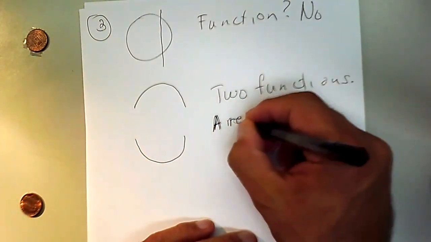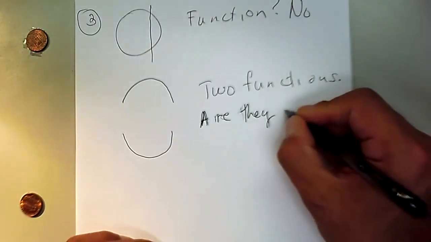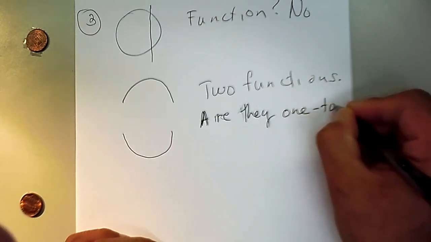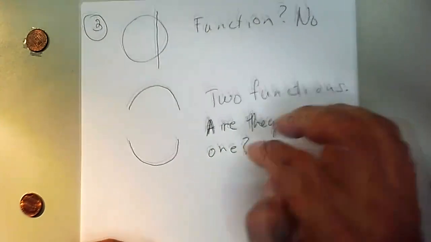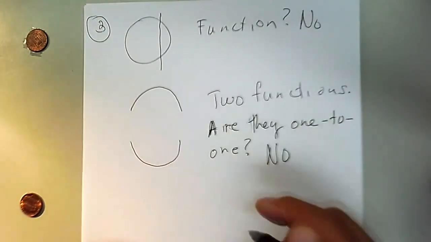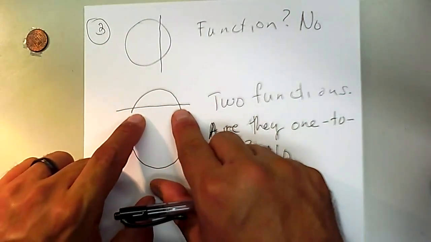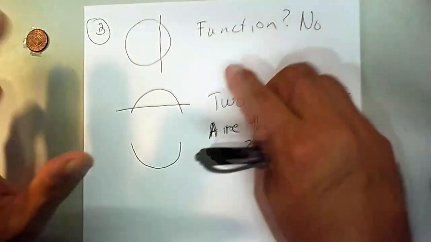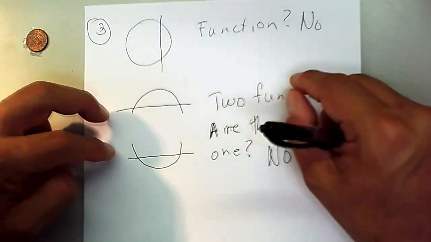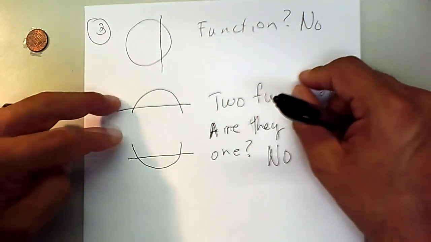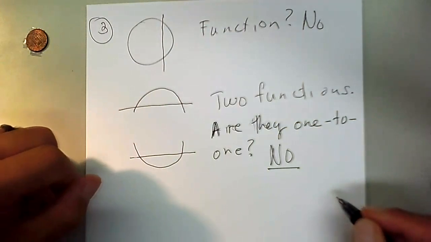So the question is, are they one-to-one? And the answer is, again, no. Individually, they're not one-to-one. Why not? Because we can draw a horizontal line which crosses the graph at 2 points. If we can do that once, that's it. The whole thing is messed up. It's not one-to-one. Same thing here. Now, we have to have the test twice, one for each one of the functions. So they are functions, but they're not one-to-one. Can we fix that?